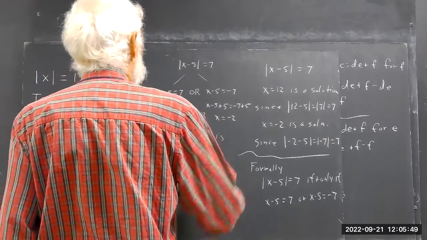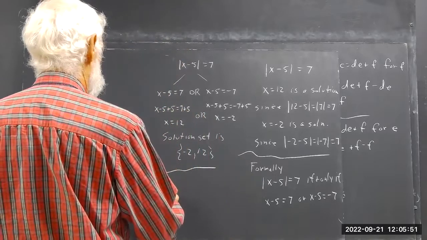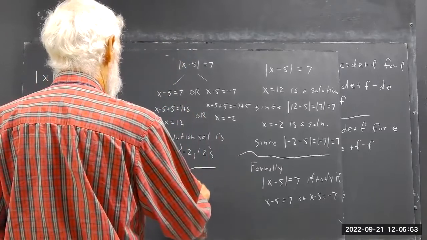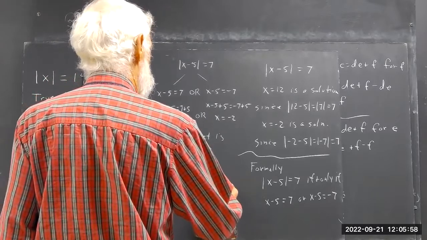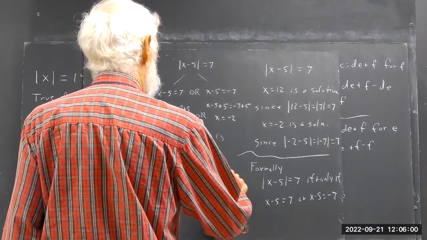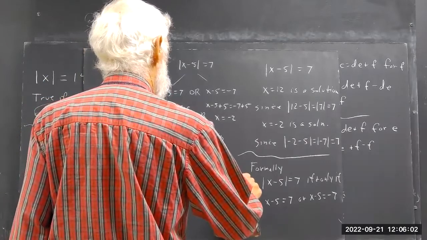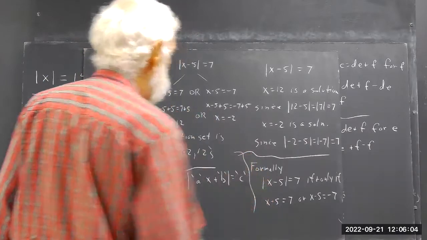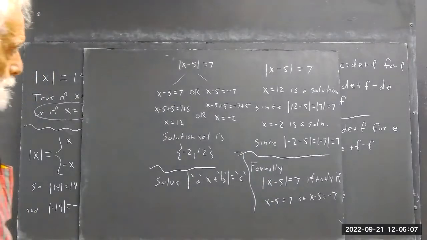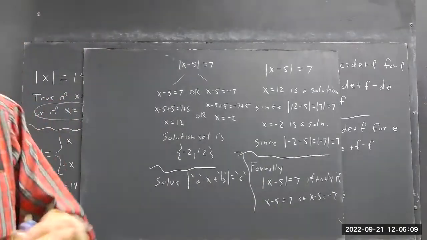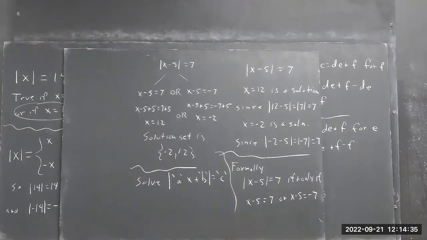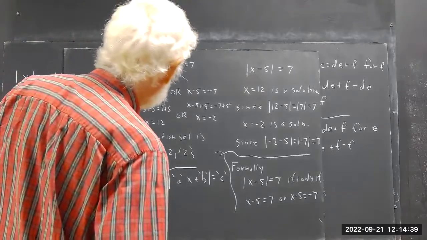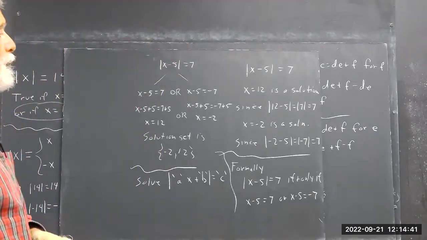Okay, well, try this one. Solve AX plus B equals C with your A, B, and C numbers. Okay, now, some people got it, some people didn't. But what did I do here again?